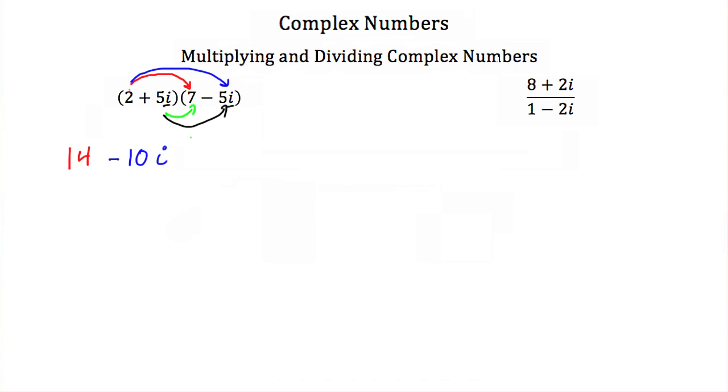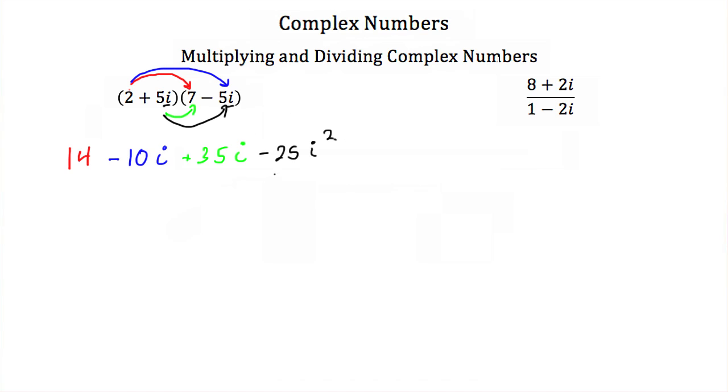5i times 7 would be 35i. And then 5i times a minus 5i would be minus 25i squared.